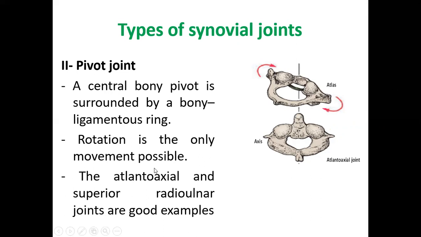The atlantoaxial and the superior radioulnar joints are good examples. This is the atlas, so it is called atlanto. This is the axis, so it is called axial. Atlantoaxial: this joint between the first cervical and second cervical vertebra is called the atlantoaxial joint, as well as the superior radioulnar joint.